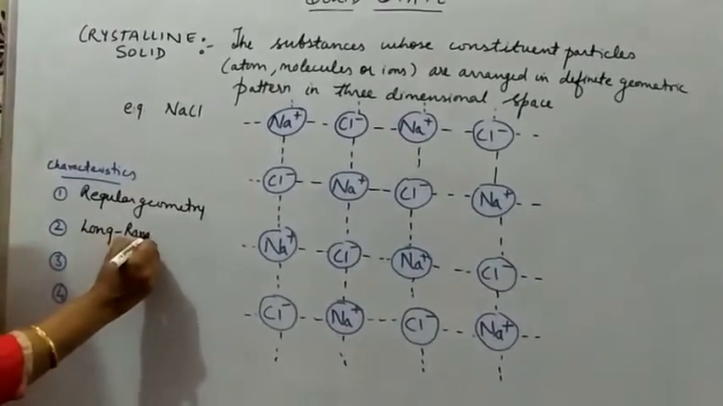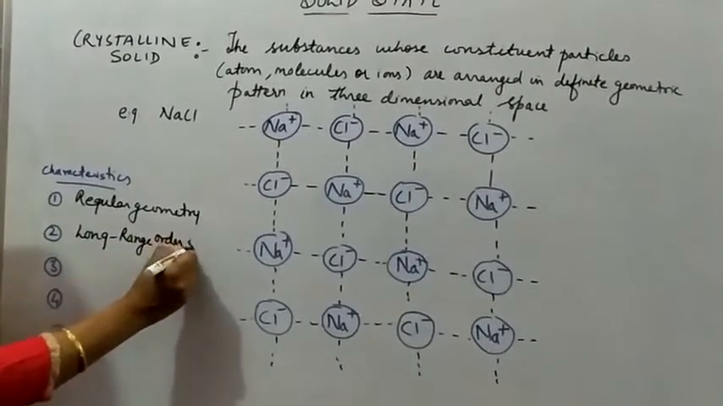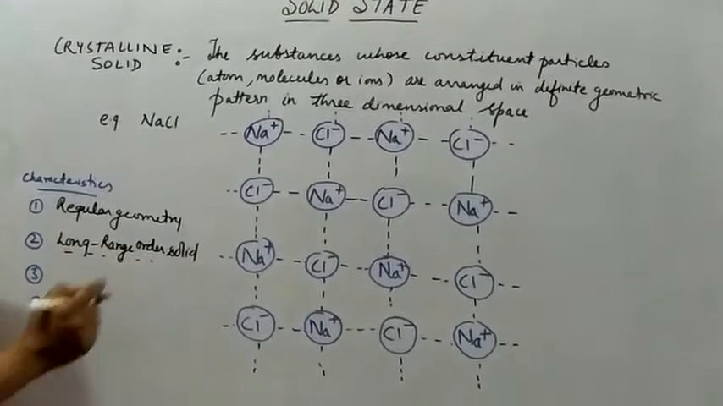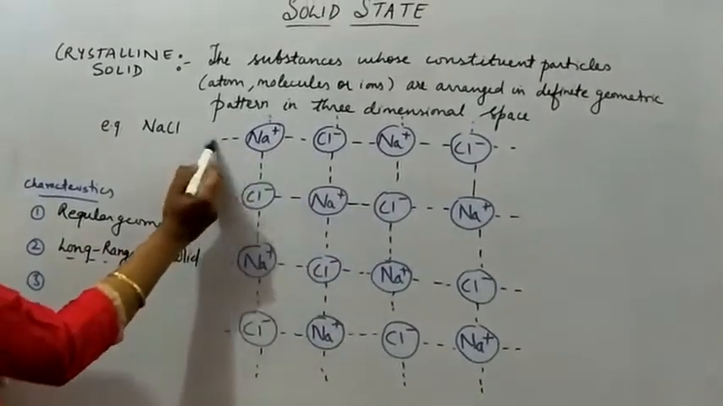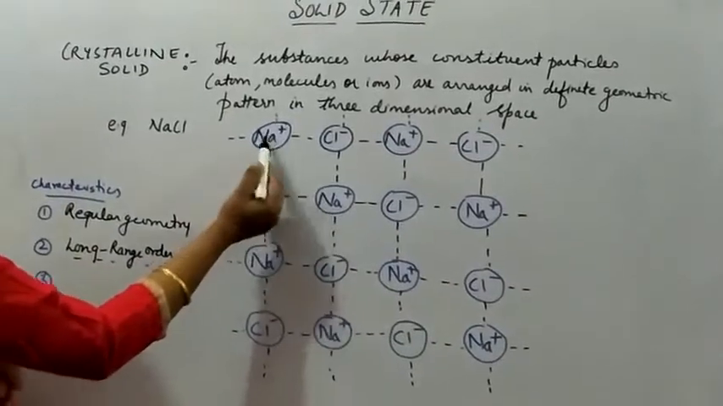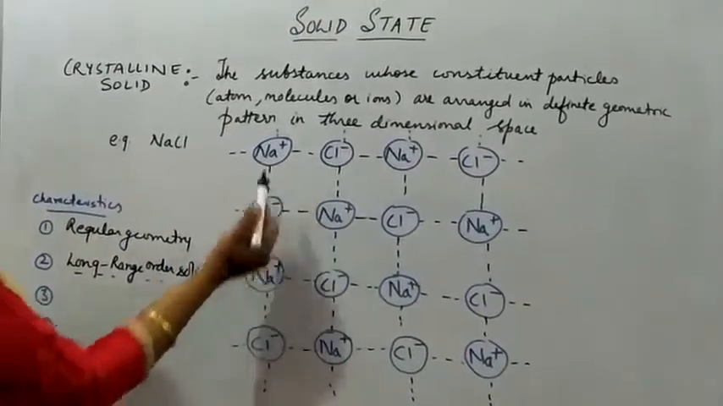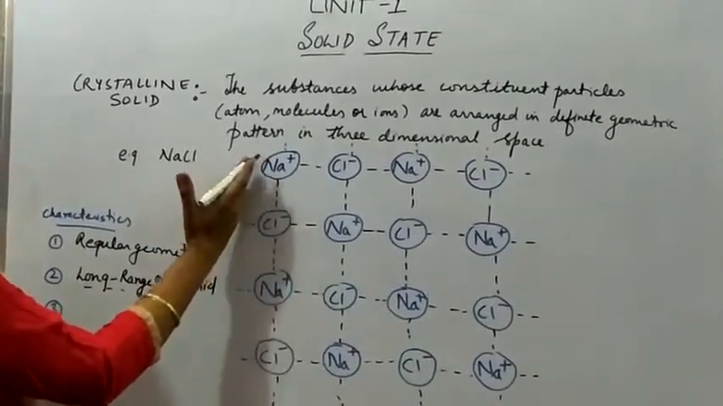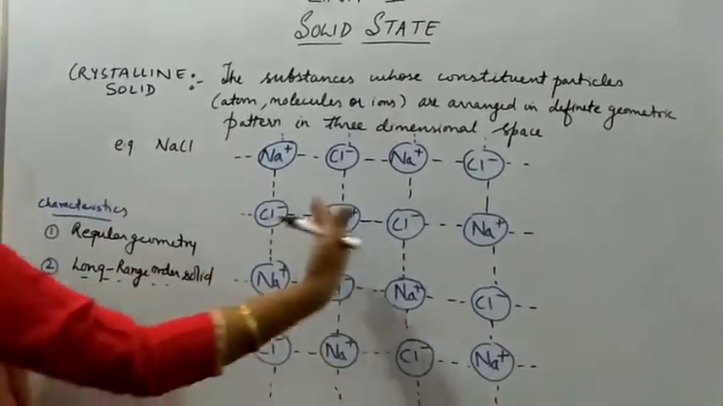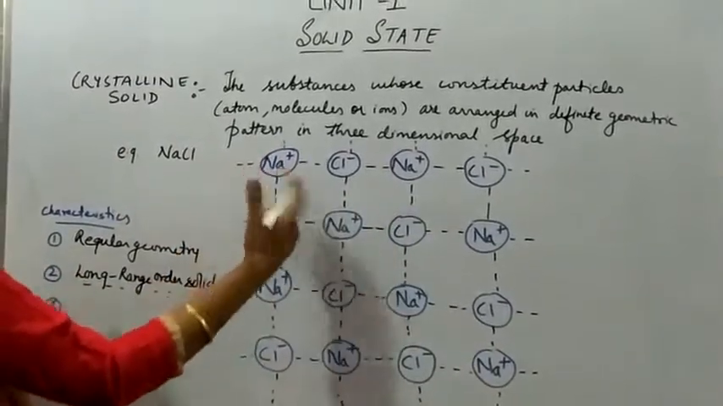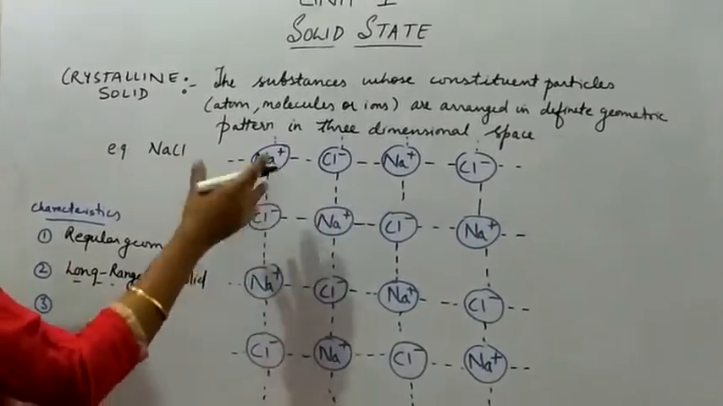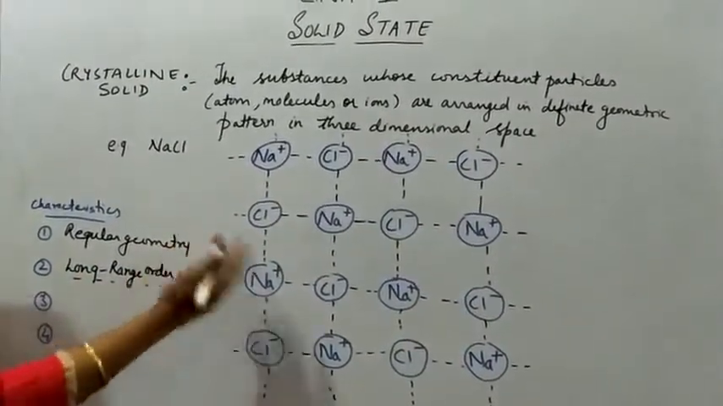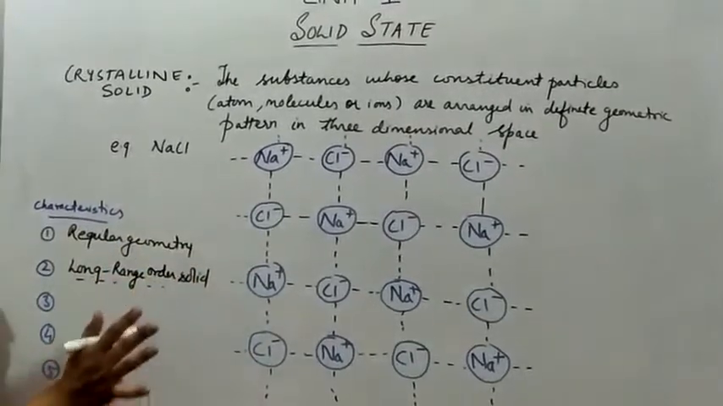Second, they are long range order solids. Now, what does a long range order solid mean? This arrangement, you can see that I have shown it by a dotted line. This dotted line is showing the interionic attraction between the two opposite charges, Na plus and Cl negative. And this arrangement we can extend toward the left hand side also, and the right hand side also. So this pattern, or this array, we are going to observe throughout the space. So it is a long range order solid: for a long distance, the same pattern will be observed.